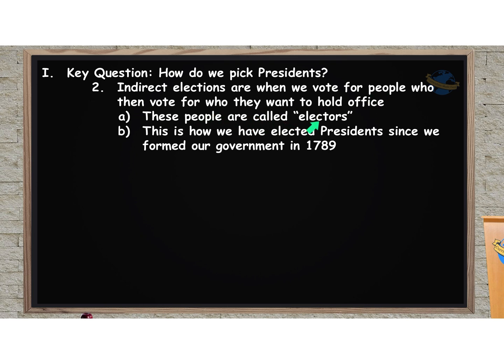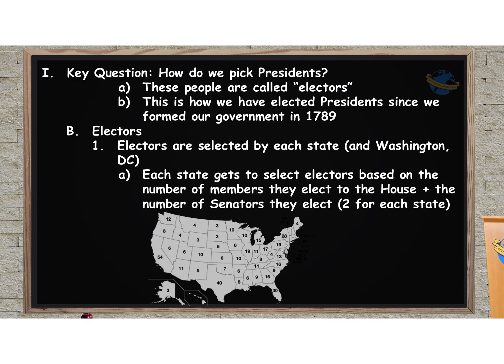These people are called the electors, and this is actually how we pick our presidents ever since we formed the government in 1789. When you cast your ballot for president, you're actually casting your ballot for electors who will then go to pick the president at the Electoral College, which is where they actually pick the president. I know, confusing, anti-democratic, kind of actually, but we'll go through why we do it this way in a little bit. Another spoiler alert, I really don't like the Electoral College. In fact, no one does. So let's talk about electors.